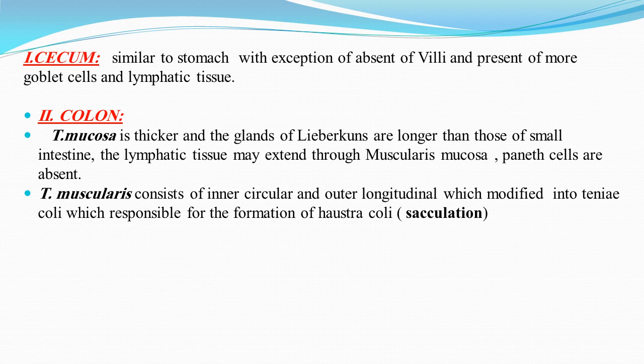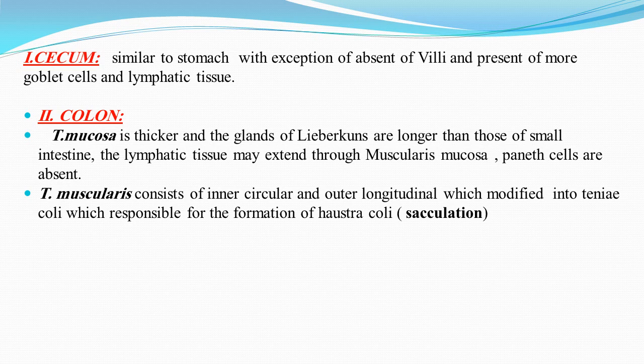The cecum. The cecum is similar to the colon with the exception of the absence of villi and the presence of more goblet cells and lymphatic tissue. In the colon, the tunica mucosa is thicker and the glands of Lieberkühn are longer than those of the small intestine.